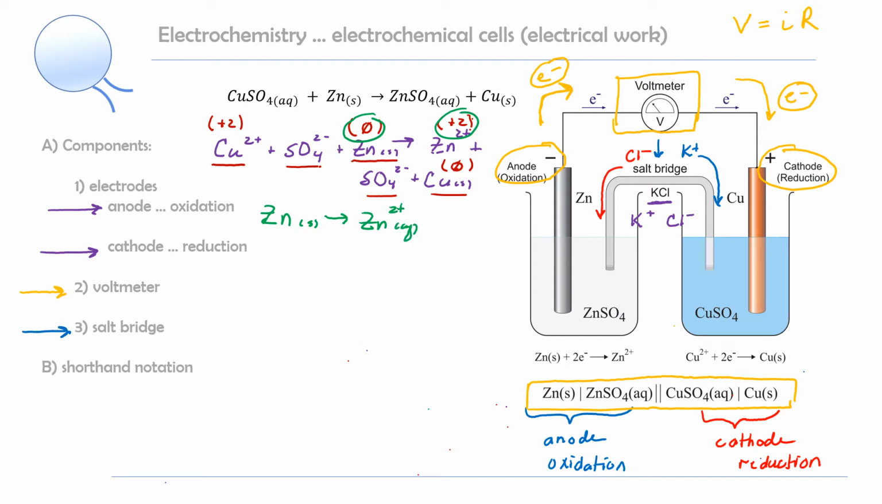Okay, and to balance my half reaction, since I have a +2 charge on the right, I must add 2 electrons. So there's the half reaction happening at the anode. At the cathode, notice your copper is going from a +2 oxidation state to 0. So for the reduction occurring at the cathode, we have copper ions yielding copper metal. On the right, the copper metal is neutral. Since I have 2 positive charges on the left, I must add 2 electrons.